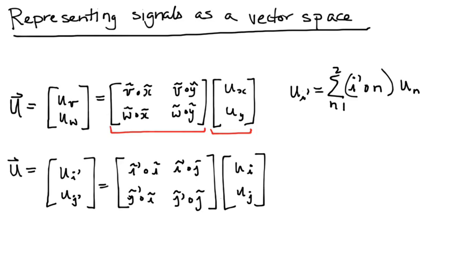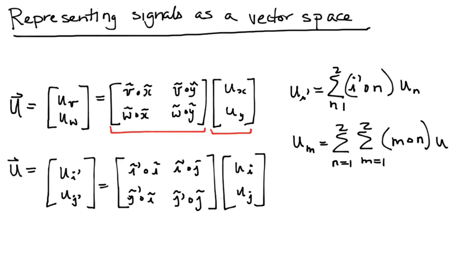We can take this even further and say that, let's remove that prime, u_m is equal to the sum of n from 1 to 2 of the sum of m from 1 to 2 of m dotted with n times u_n.